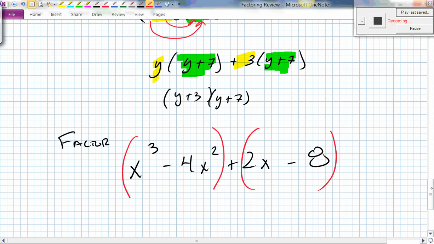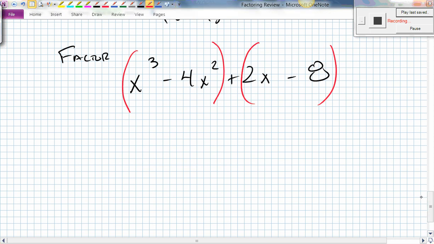Now, if you were to focus for just a minute on the first group, is there a common monomial factor of the first group? Yeah, x squared. What does that leave me with? X minus 4. Yes, good. Very good.